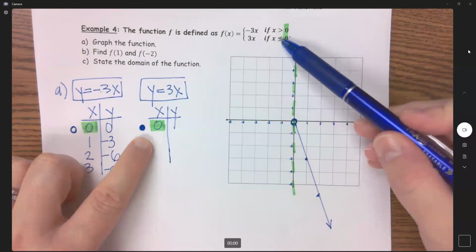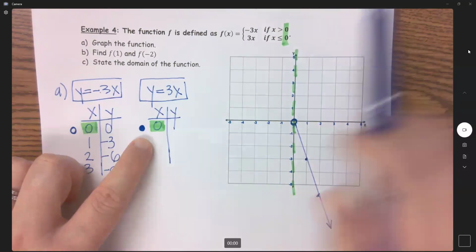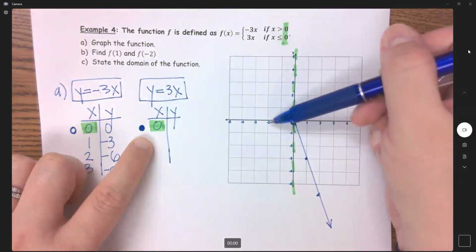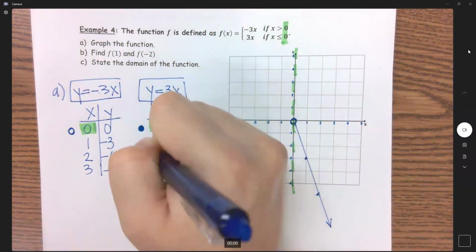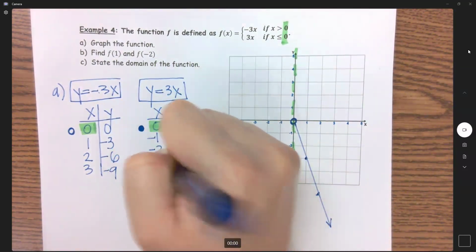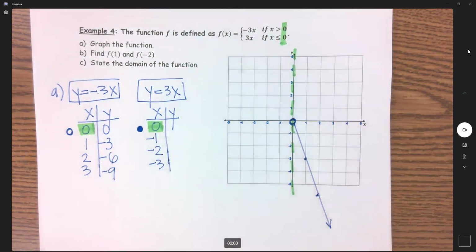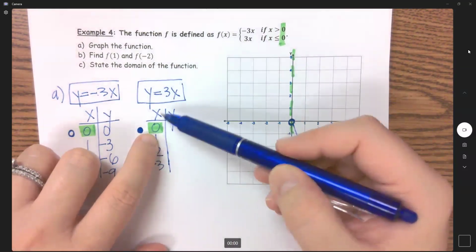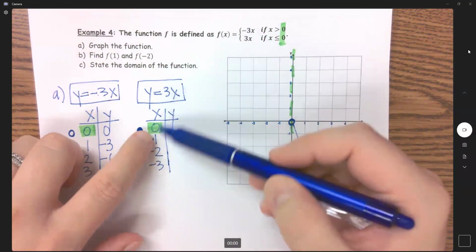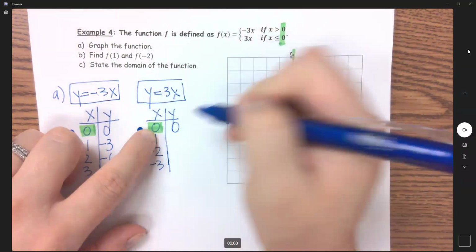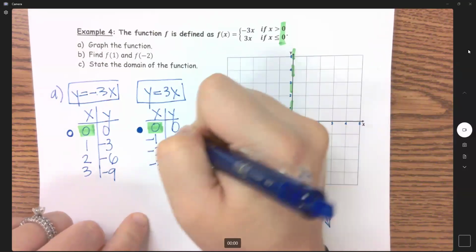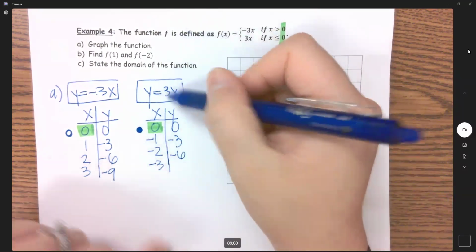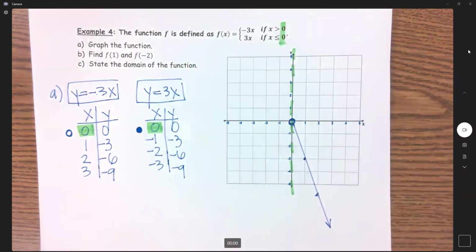This one is when x is less than or equal to 0. So what numbers are less than 0, or use that as an arrow, what numbers are to the left? We've got negative 1, negative 2, and negative 3 right here. So plug in your values. 3 times 0 is 0. 3 times negative 1 is negative 3. 3 times negative 2 is negative 6. And 3 times negative 3 is negative 9.